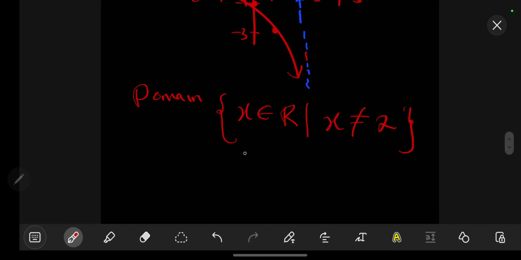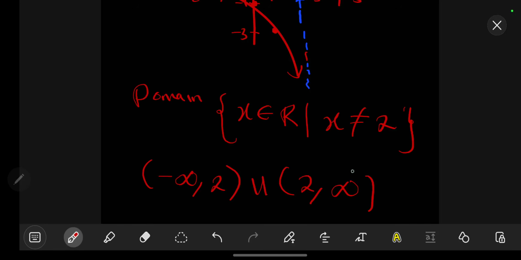In interval notation, this can be written, including all the values, as from negative infinity to 2, with an open bracket to show that 2 is not included, union from 2 to positive infinity. So you can write the domain like this or like this, but if they tell you to use interval notation, you have to represent it like that.